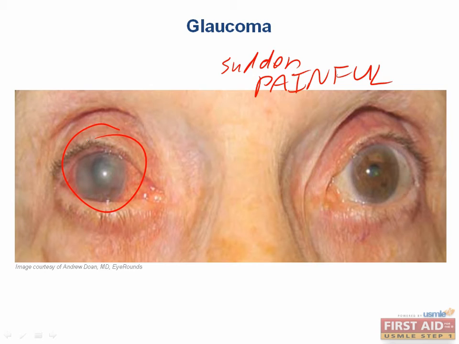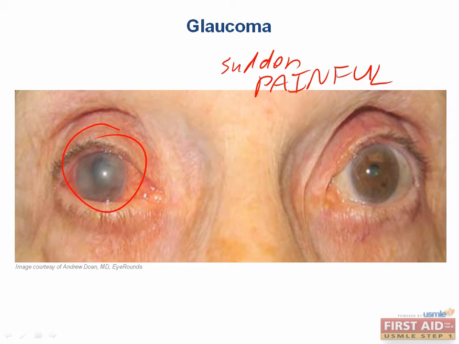A sample question on the USMLE might say something like, a lady woke up with severe right eye pain, headache, decreased vision, and nausea. You measure the optic pressure and it's 70 millimeters mercury. You should know that acute glaucoma is an emergency.